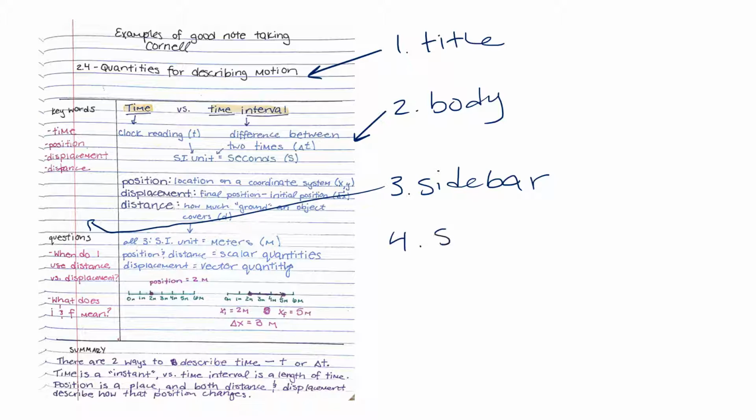And then four, this is usually something you would do after a lesson in class or something, would be a summary. And I just summarized in 3 sentences the notes that I took. So it's a nice little closing way to look back at your notes. So I hope that you'll look at these examples and get some ideas on how you can improve your notes.